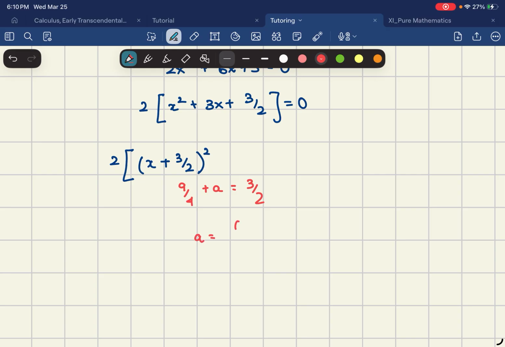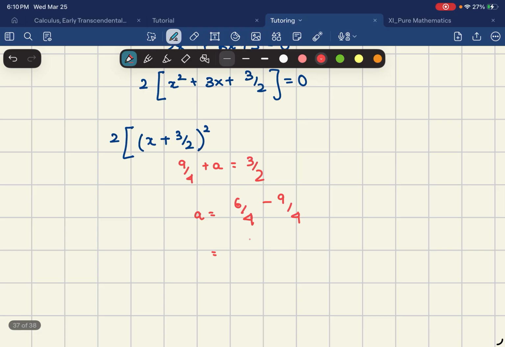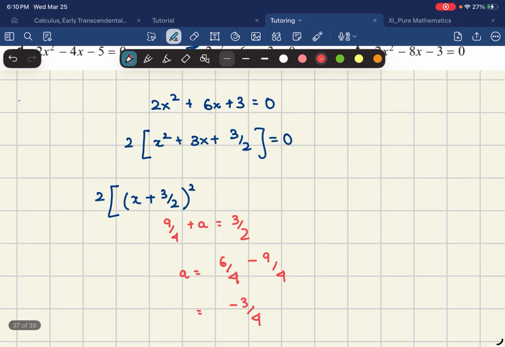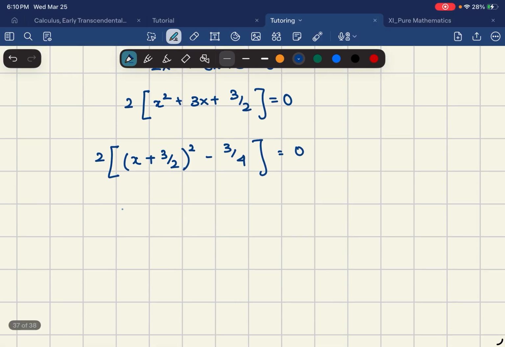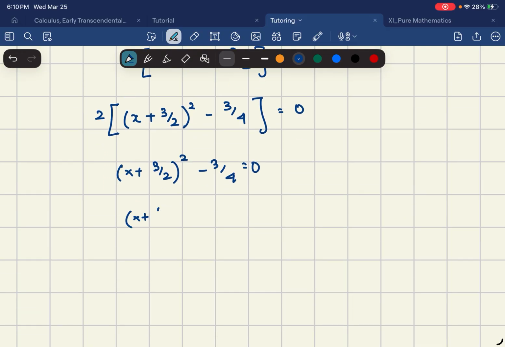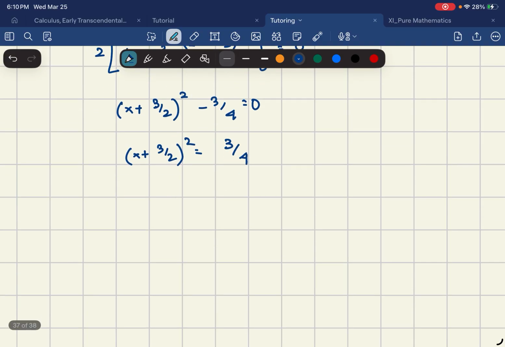So a is just going to be 6 over 4. 3 over 2 is 6 over 4, minus 9 over 4, and a is just negative 3 over 4. So basically, if you have 9 over 4, then you need to subtract 3 over 4 to get to 3 over 2. And now we can divide by 2 on both sides. If you do that, we get x plus 3 over 2 squared, minus 3 over 4, is equal to 0. And x plus 3 over 2 squared is just 3 over 4, so I added 3 over 4 on both sides.